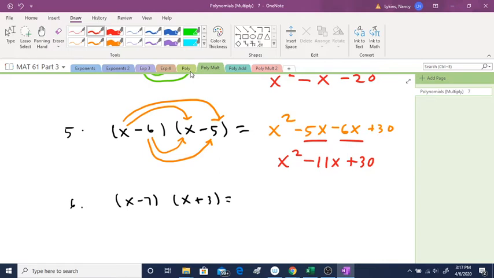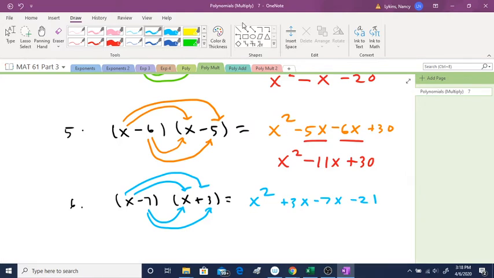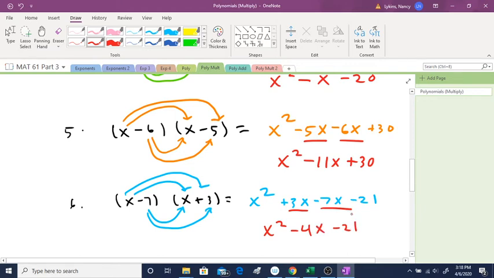If you want to, you can pause this at any time and try to work this on your own and then come back and see how I work it out. So now I've got an x times x, which is x squared. x times 3 is plus 3x. We'll go under. Negative 7 times x is negative 7x. And finally, negative 7 times 3 is a negative 21. I've got some like terms here, so my end result is x squared minus 4x minus 21.